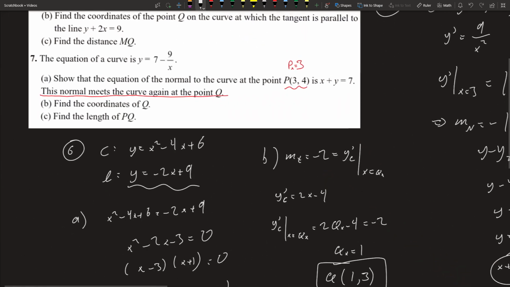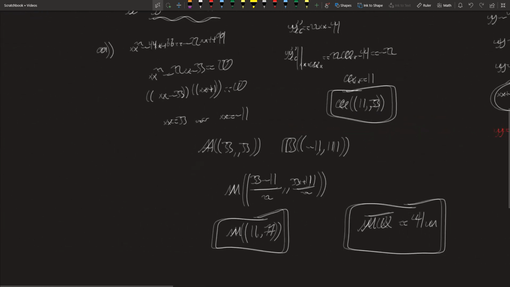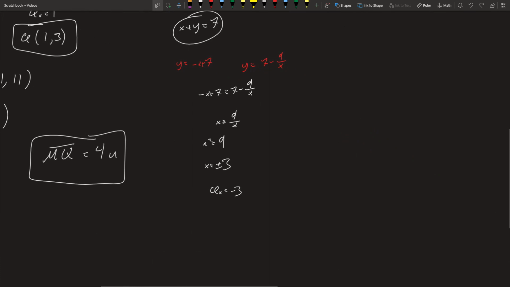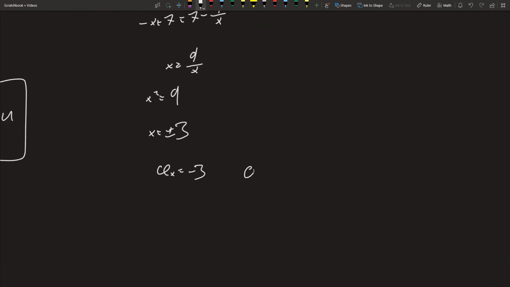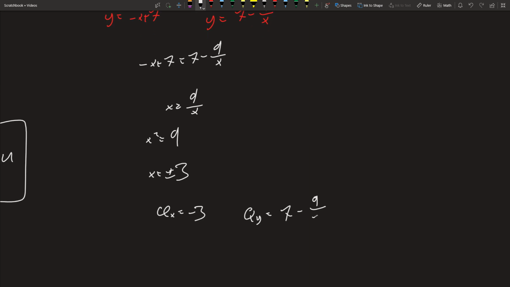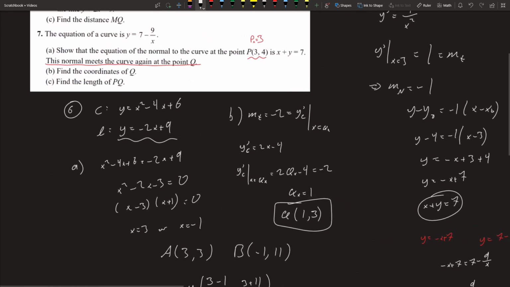They said to find the coordinates of Q, right? So we know that Q is on the curve. That means we substitute. So Q sub y is equal to 7 minus 9 over minus 3, which is 7 plus 3, which is 10. So Q is (-3, 10). That's part B done. Part C, find the length PQ.